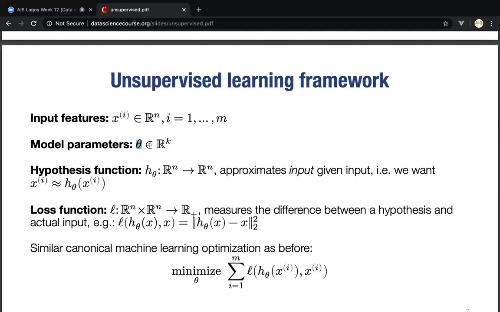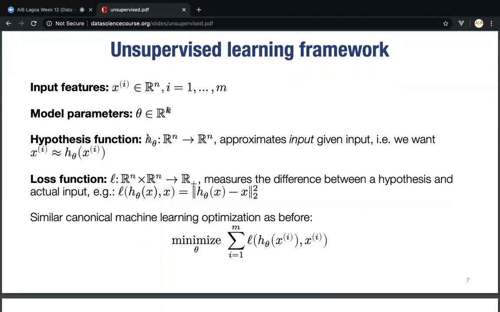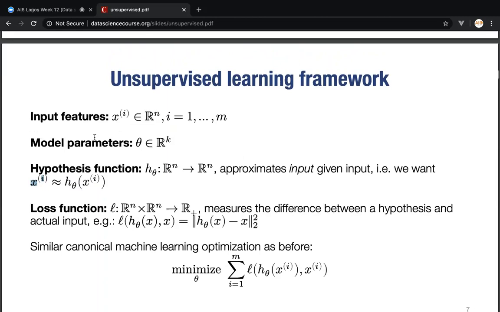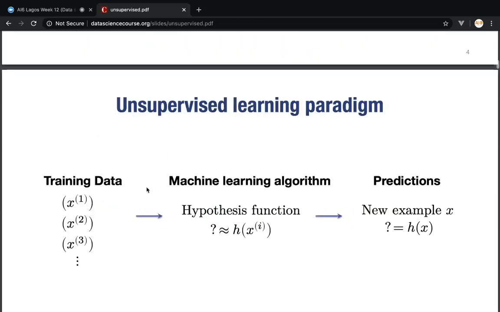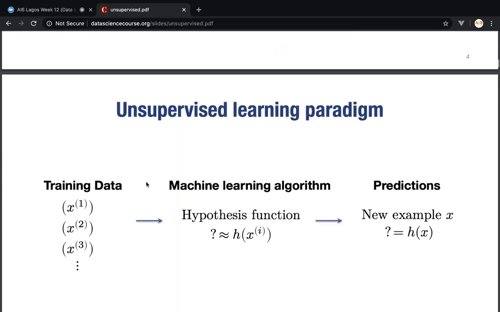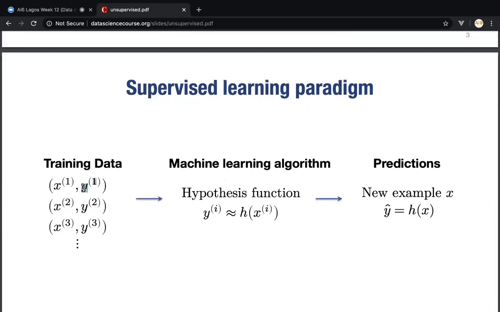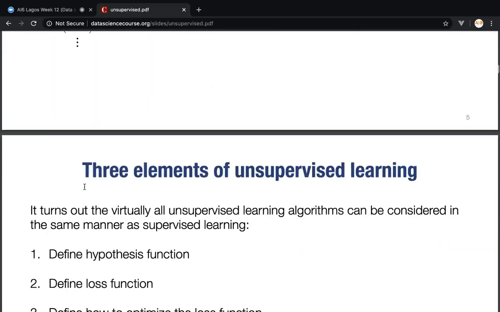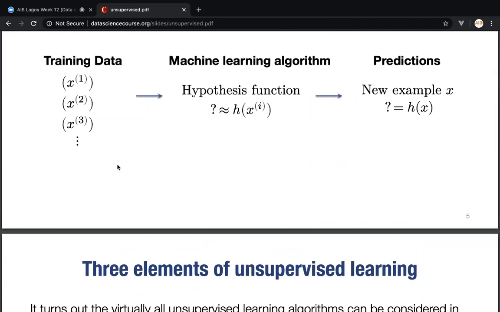But the number of model parameters will be represented with k. And then you have your hypothesis function, h of theta. h of theta approximates the value of your input itself. What it means here is that what you would have in this question mark is x. So you're trying to approximate the input values themselves, unlike here where we're trying to approximate the output, which is y. It might not seem clear now, but when we go into one of the algorithms, say k-means, you'll see what I mean.